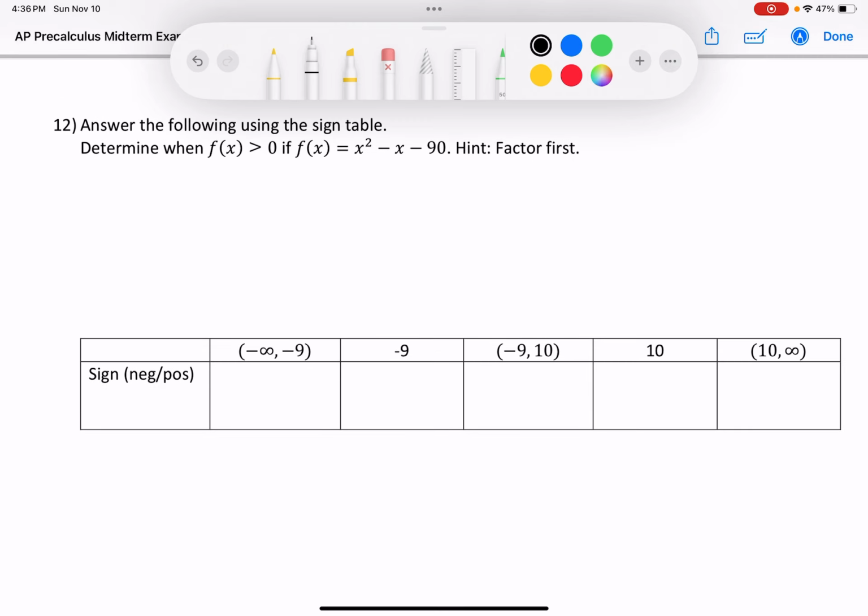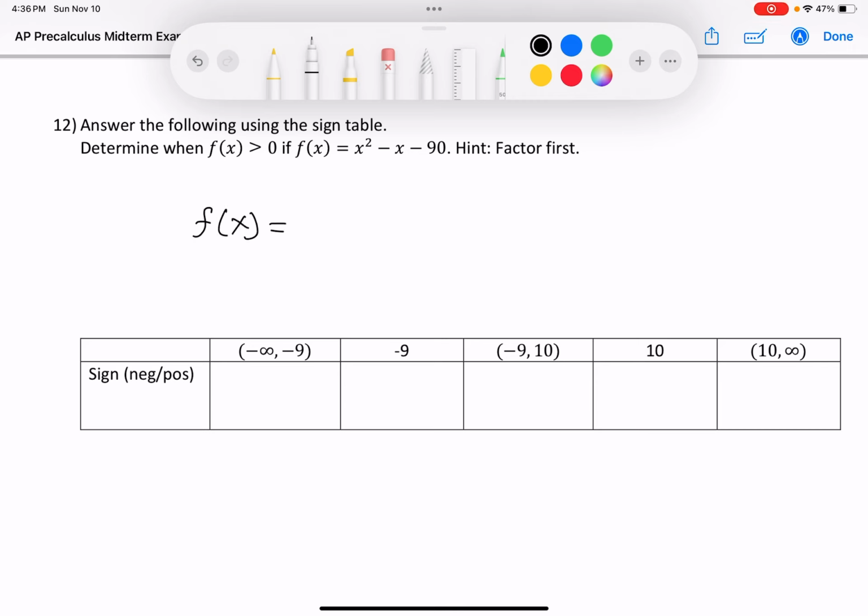But it says determine when f of x is greater than 0 if f of x equals x squared minus x minus 90. And I gave you a hint, and I said you should factor first. The reason I want to factor is because if you find the zeros of the polynomial, then you can determine on which intervals of x the function will be greater than 0, equal to 0 at the zeros, of course, and then less than 0. So let's write our function in factored form.